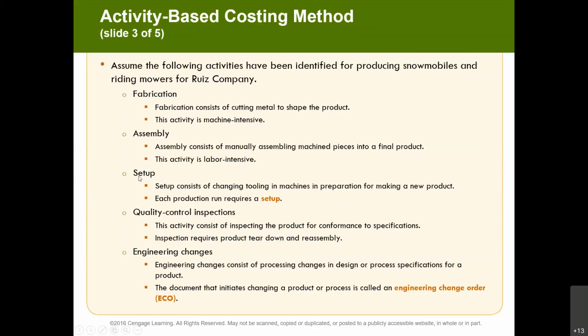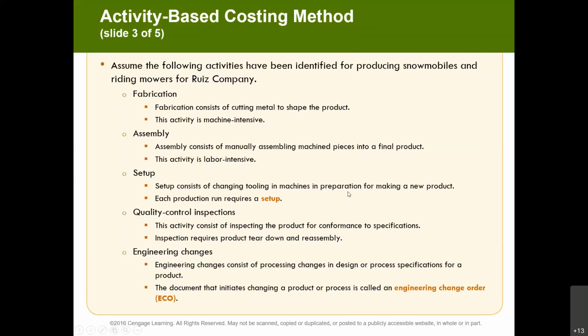Another activity is setup. Setup consists of changing out the tooling and machines and preparing for making a new product. We talked about this in an earlier example. We talked about setup from a production standpoint where we did production runs. You remember that? Each production run, we would have to retool our assembly line. So it's kind of like doing batches. Versus another example that we used was serial production, which was continuous. So when we do runs, we have to do setup each time that we do a new run.